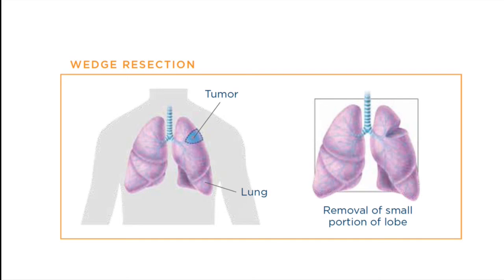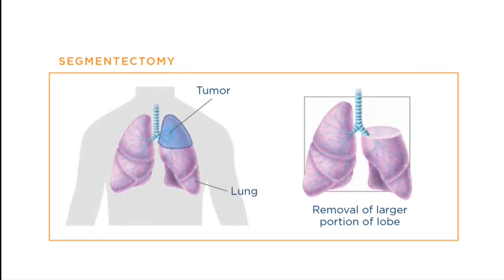Another type of surgical approach is called wedge resection, essentially removing a small portion of the lung that contains the tumor. And this may be appropriate if the tumor is very small or located at the very edge, or in patients who have multiple lung diseases, where you cannot afford to remove a good portion of the lung because of pre-existing lung compromise. So when you remove a small portion of the lobe.